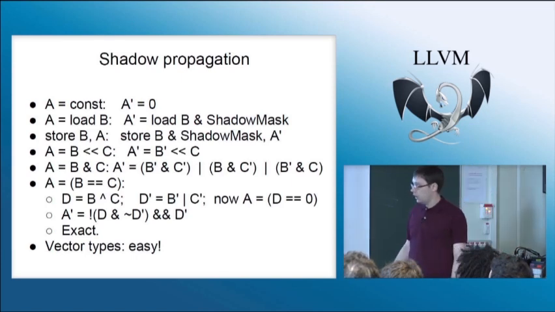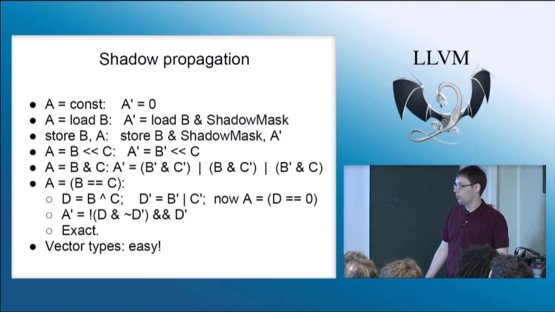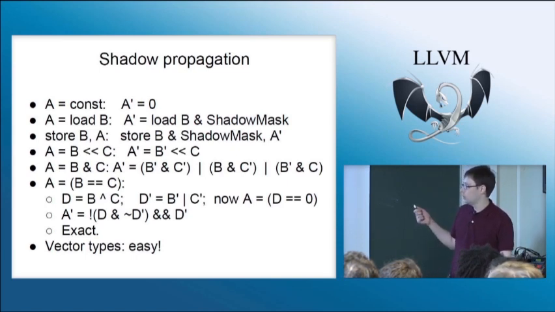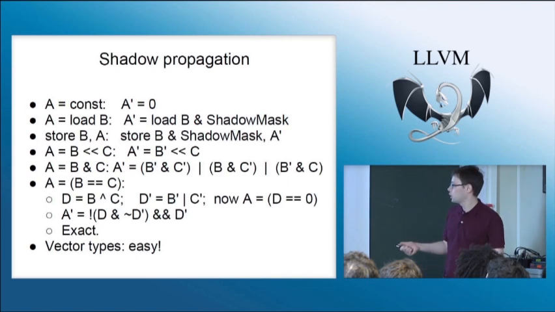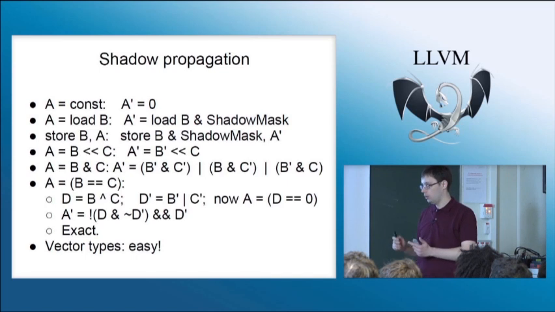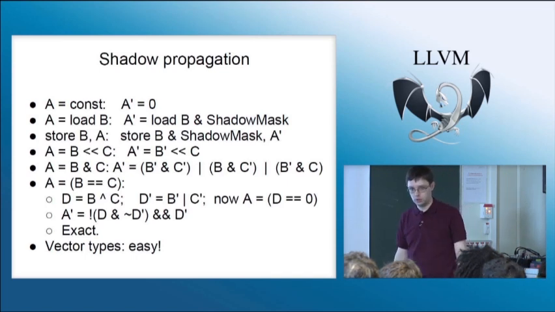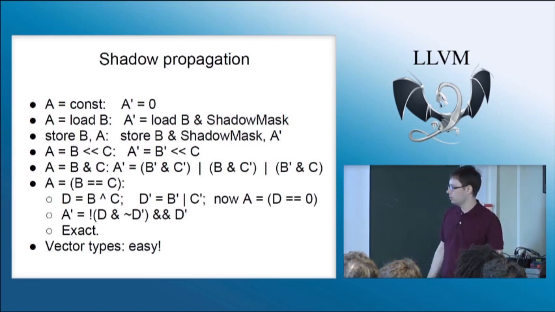Here are some typical IR instructions and how we instrument them. Constant values obviously have a clean shadow. For loads and stores, we load and store their shadow values from memory. And for example, shifts are very easy. If you shift an application value, we just add a similar shift for its shadow value. So the bits just move.